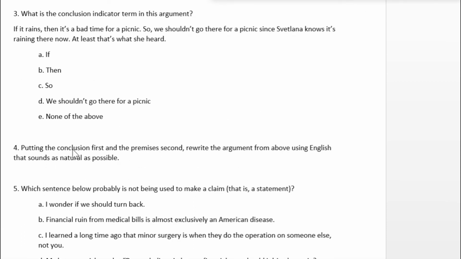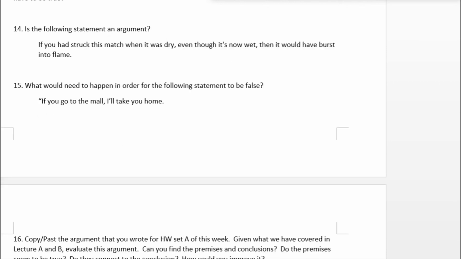So here on number 4, when I say putting the conclusion first and the premises second, rewrite the argument using English that sounds as natural as possible. What I'm asking you to do is to basically say the same argument in language that wouldn't feel uncomfortable if you were speaking it, to try and say something that sounds natural, but start with the conclusion. See if you can do that.